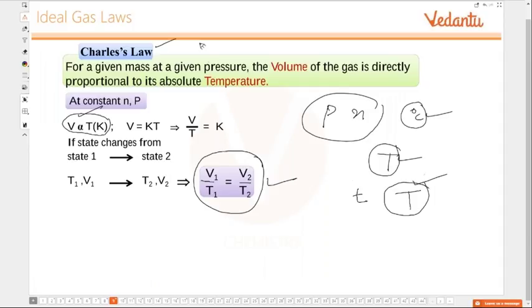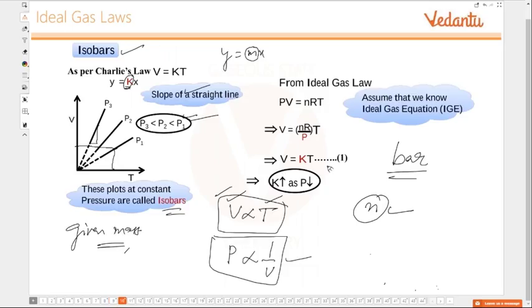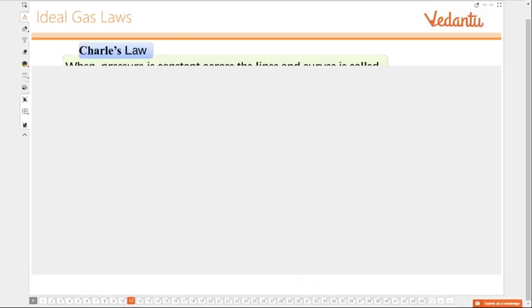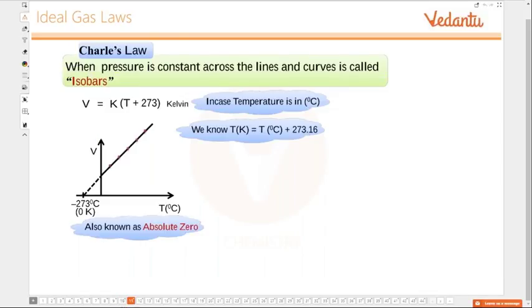For a given mass of a gas, at a given pressure, the volume of the gas is directly proportional to absolute temperature. Given mass means the amount of the gas should remain constant. Okay, then only this law is applicable. So this graph is also very, very important. This is another extension of Charles' law.